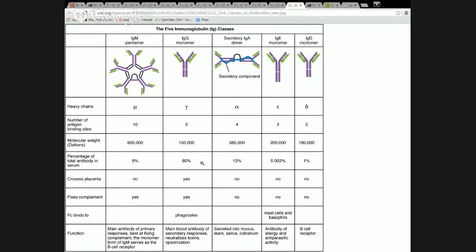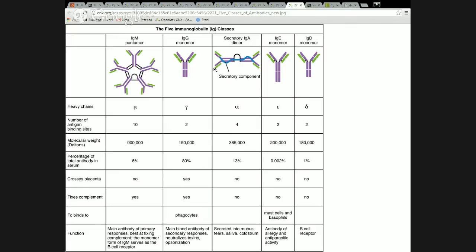Then the next most common type at 13%, which is a lot less than 80% for IgGs, is IgAs. IgAs are characterized because they usually come in dimers, which means 2 antibodies are connected together.